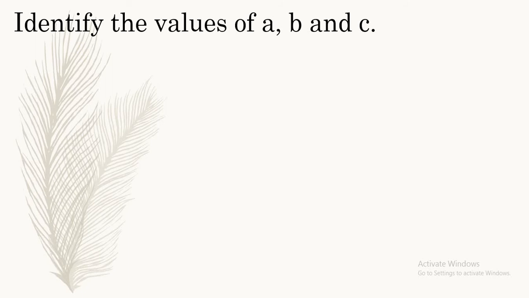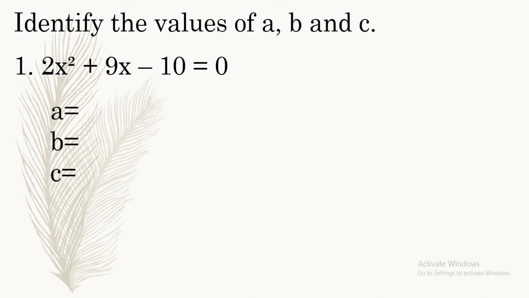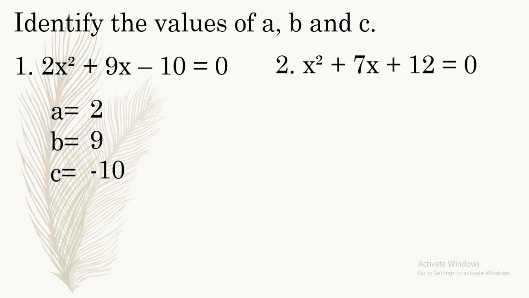Identify the values of A, B, and C. Number 1, we have here 2x squared plus 9x minus 10 is equal to 0. Our A is 2. Our B is 9. And our C is negative 10. Another, we have here x squared plus 7x plus 12 is equal to 0. We have here A is 1, B is 7, C is 12.